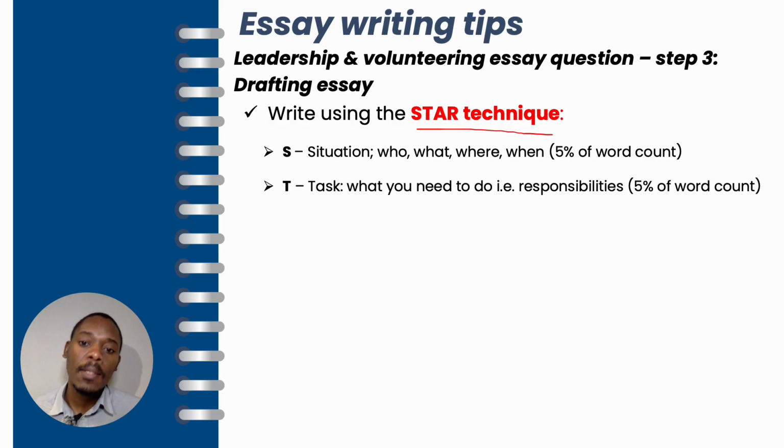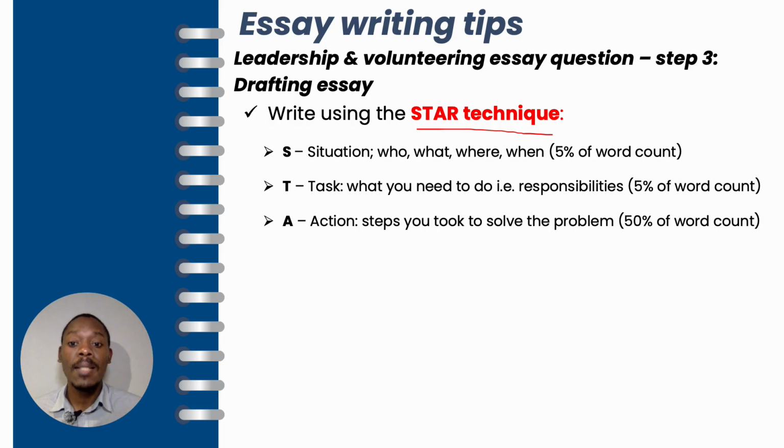Then the task, again, what responsibilities you needed to do. Remember from the first step, you were brainstorming and you had to put down your responsibilities, so you can take one of those responsibilities, and that would be the task that you needed to do, since you've identified that leadership experience. And this again should account for 5% of the word count.